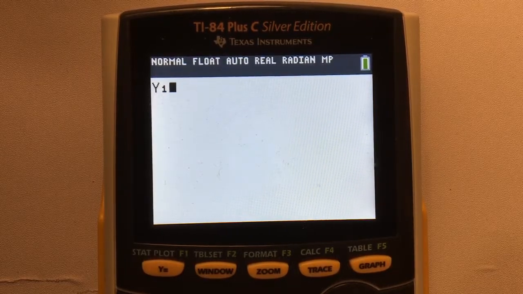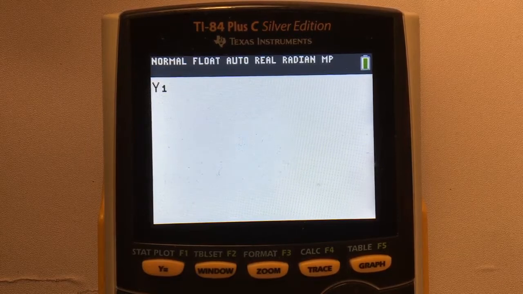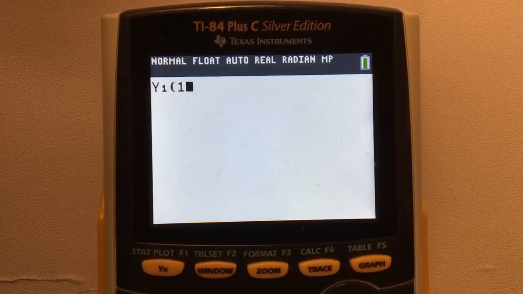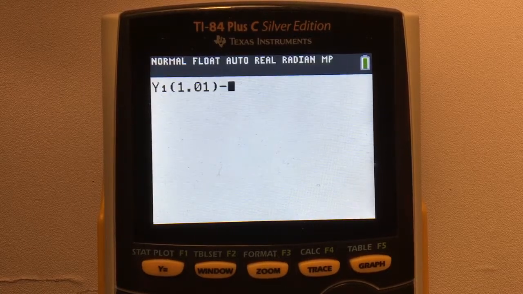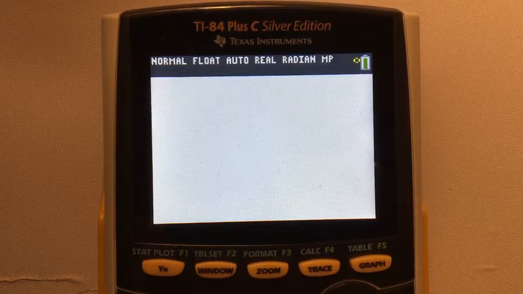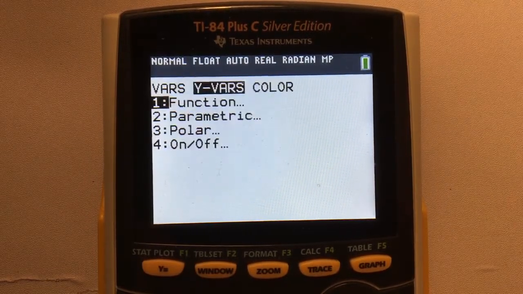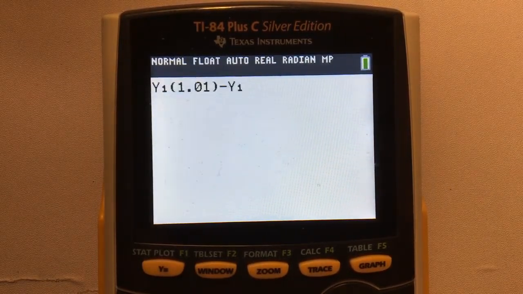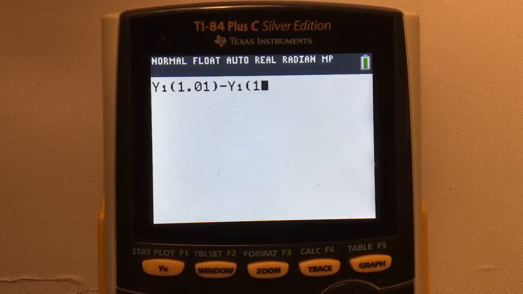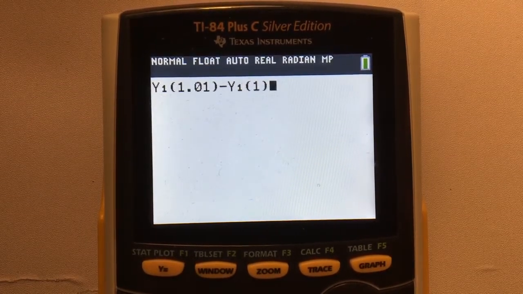Now I have to tell it what to evaluate. I use my parentheses, just like function notation. So parentheses, which is above the 8, 1.01, parentheses, minus, and again, I can get to that y1 by going vars, y vars, function y1, and then I can do 1. I don't have to close the parenthesis here, but I will, but you could leave it open as well.